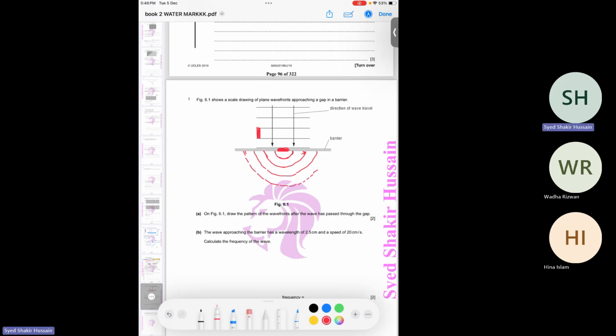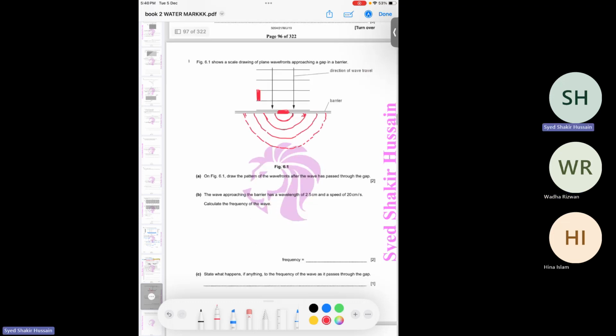Can someone quickly recall the definition of diffraction? It is the spreading of wave after passing an opening or an edge, right? Very good.